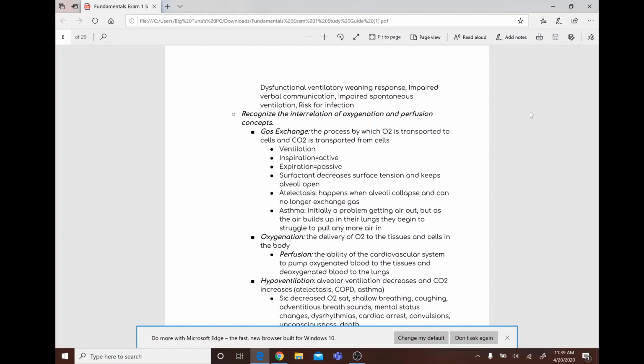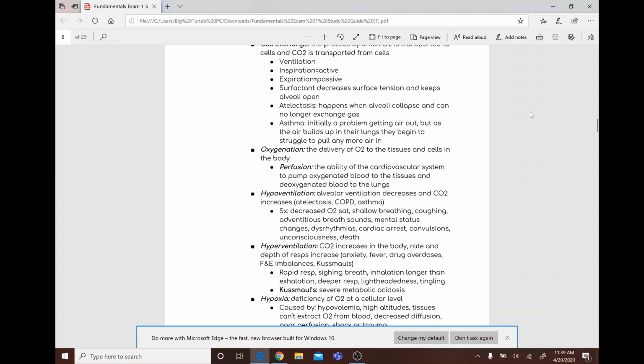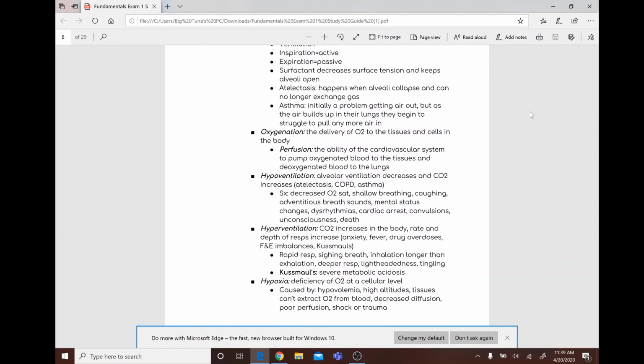What is asthma? Initially a problem getting air out, but as the air builds up in their lungs, they begin to struggle to pull any more air in. What is oxygenation? The delivery of O2 to the tissues and cells in the body. What is perfusion? The ability of the cardiovascular system to pump oxygenated blood to the tissues and deoxygenated blood to the lungs.